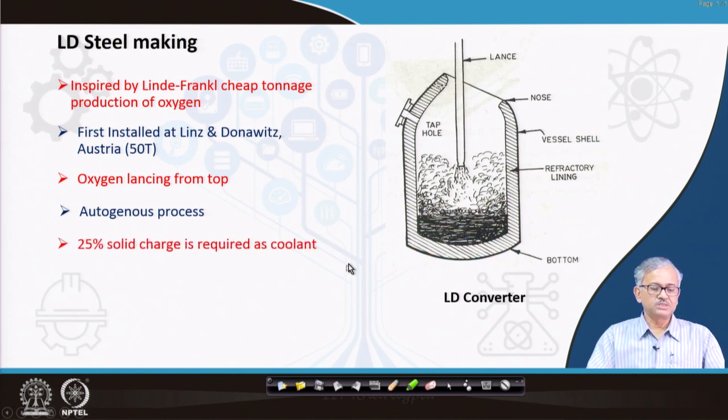There is a 25% solid charge required as a coolant, because whatever heat is generated is more than what is needed to self-sustain this process. This excess heat increases the temperature of the liquid steel beyond 1600, and the refractory lining is affected. Okay. To maintain the temperature at 1600 degrees centigrade, we have to add some amount of coolants. At least 25% solid charge is used to maintain the temperature at 1600 degrees centigrade, otherwise the temperature shoots up. Okay. That is, in case of the Bessemer, it was self-sustained. But here, since you are using pure oxygen, the partial pressure of oxygen is high, the reaction kinetics is also high, and also because of emulsion formation, the reaction kinetics is high, so heat generation is significant.